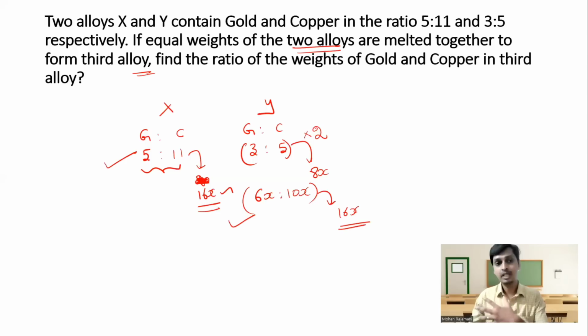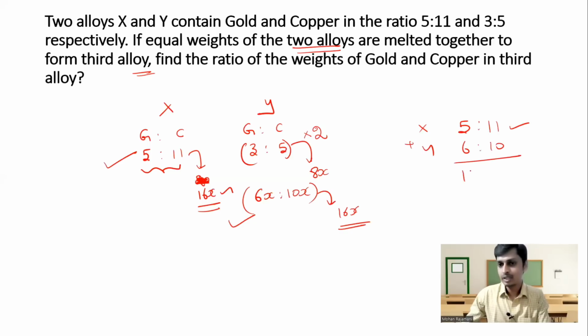So weight of gold and copper in third alloy. So if you add X plus Y, you get 5:11. This is X, and for Y it is 6:10. Add it, you get 11:21. So this is your answer. See how easy the question is.